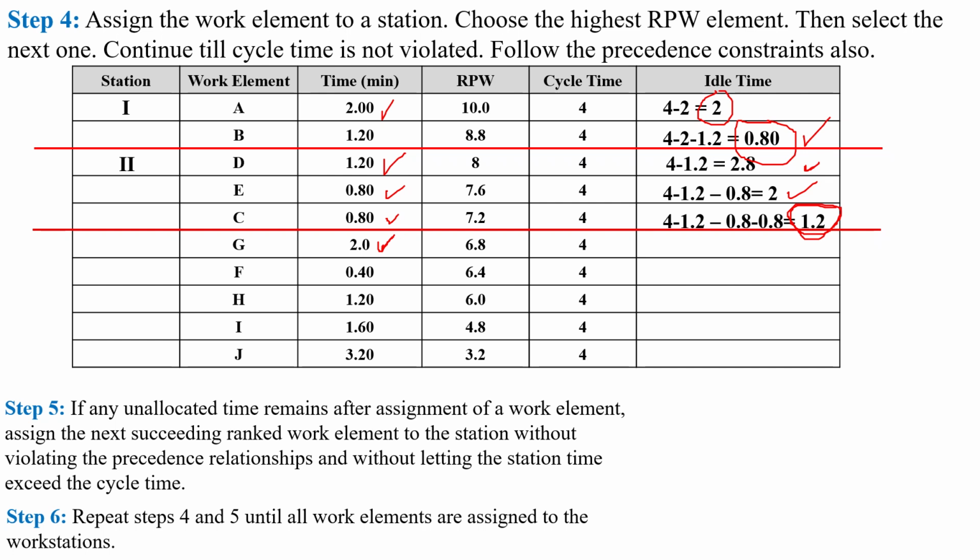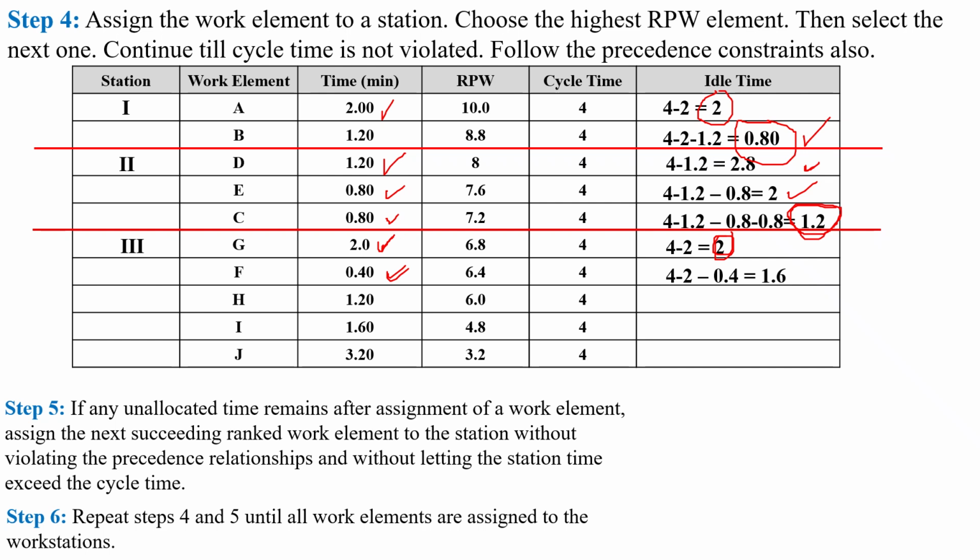So next we have to start the next workstation. So that is the third station with the work element of G. So now idle time will become the 4 minus 2 which is the 2. And next work element is the F. Its time is the 0.4 and idle time or available time is the 2 minutes. So we can add the work element F in the third station. Then idle time will become the 4 minus 2 minus 0.4 which is the 1.6.